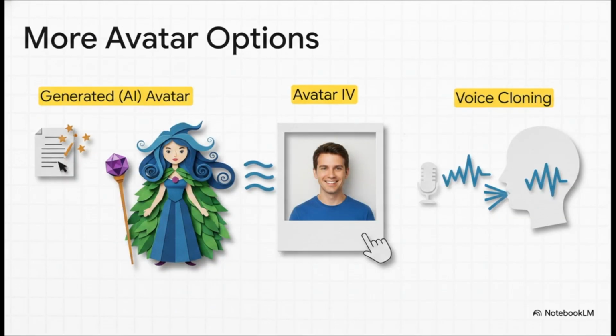But wait, the options don't stop there. You can actually generate a completely made-up avatar just from a text prompt, perfect if you have a brand that doesn't have a specific face. You can also animate a single photo and turn it into this really expressive talking video with hand gestures. And this is crucial. You can clone your own voice from just a 30-second audio sample. This makes sure your avatar doesn't just look like you, it sounds exactly like you.